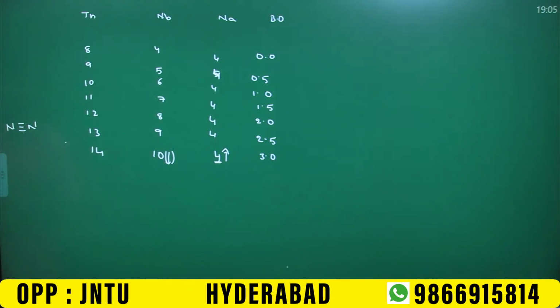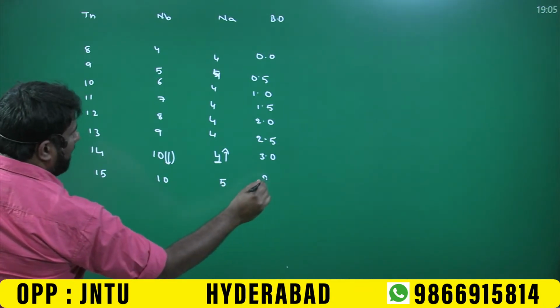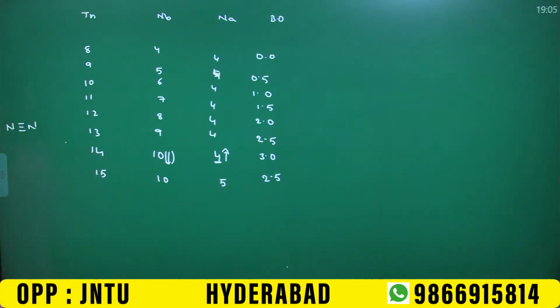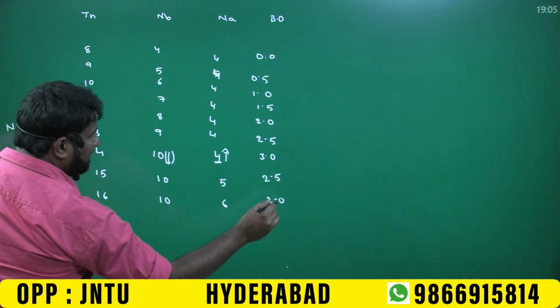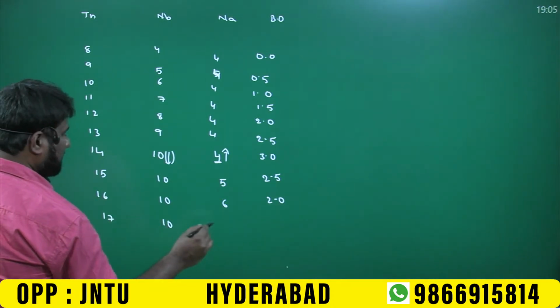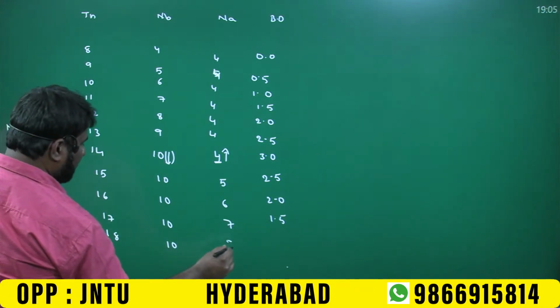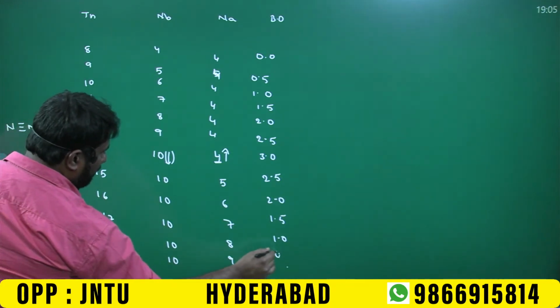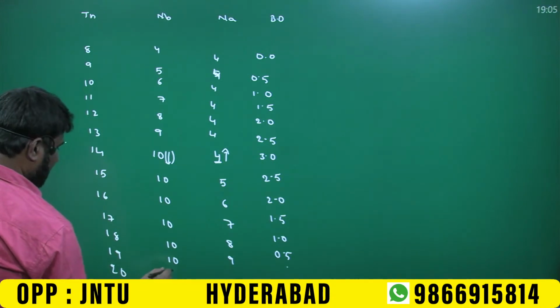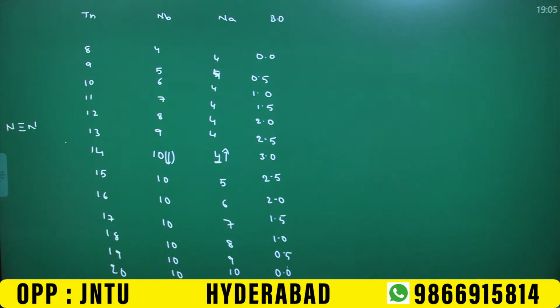Then let me increase the number of electrons. If 15 electrons are there, then this will be constant, 10. So 15 minus 10 equal to 5. The bond order decreases, 2.5. Then coming for 16, this is 10, this is 6, this is 2.0. 17, 10, 7, 1.5. 18, 10, 8, 1.0. 19, 10, 9, 0.5. Coming for the 20, 10, 10, this is 0.0. In such a way you can remember.